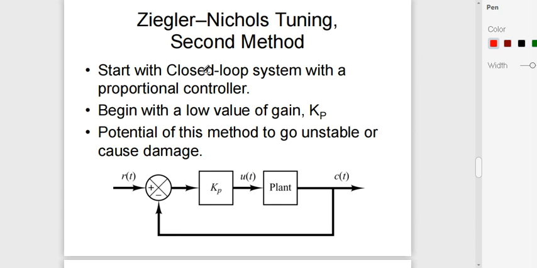In the second method, we start with a closed loop system with a proportional controller. The first step is we have the plant and we make this plant closed loop, and we change the Kp. Begin with a low value of gain Kp. There is potential for this method to make the system go unstable or cause damage. By using this method, the system may get damaged or become unstable. So first we set a low value of Kp.